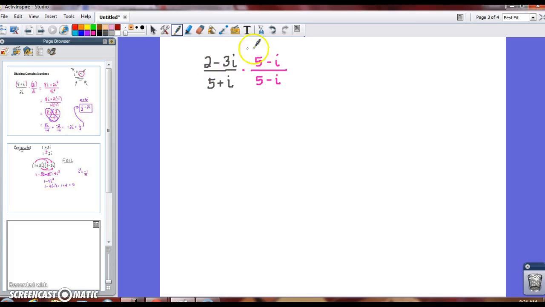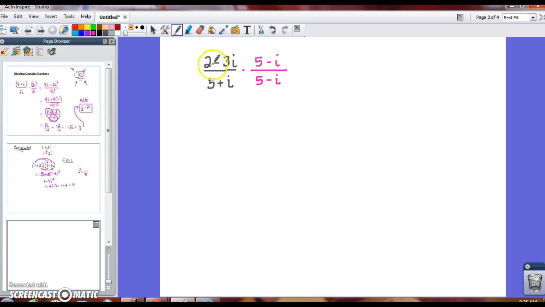So notice, I don't care what's in the numerator. It doesn't matter. It could just be 7. It could be 1,000,000. It could be 2 billion minus 4i. It doesn't matter what's in the numerator. I'm only concerned with the denominator, and I'm going to multiply the top and the bottom by the conjugate of the bottom, of that denominator.